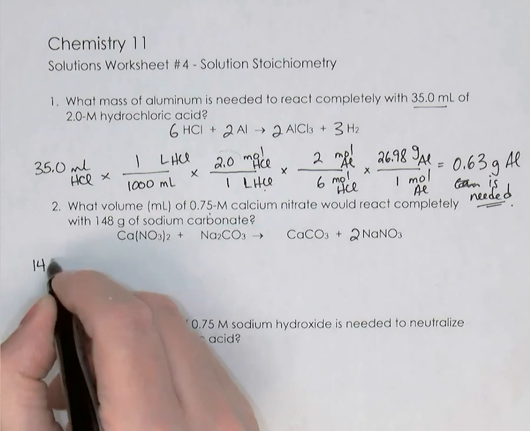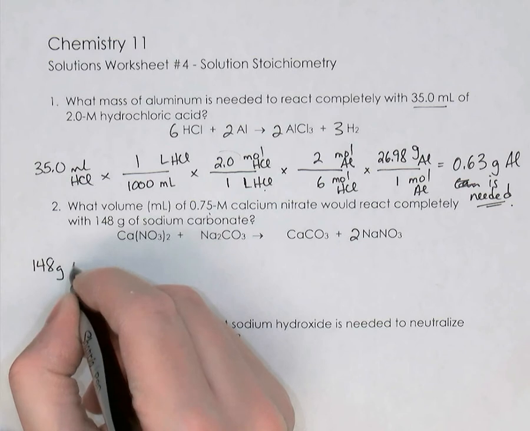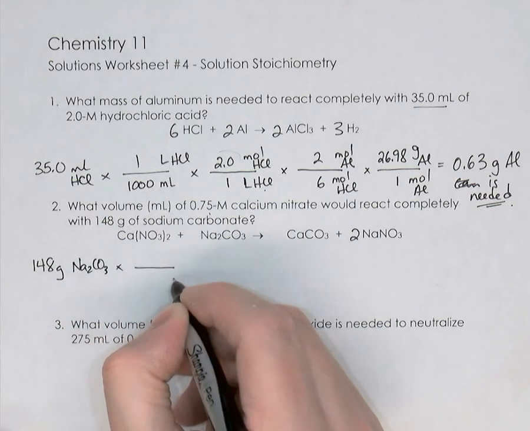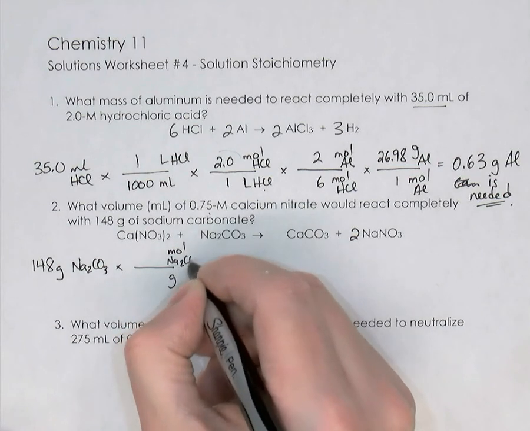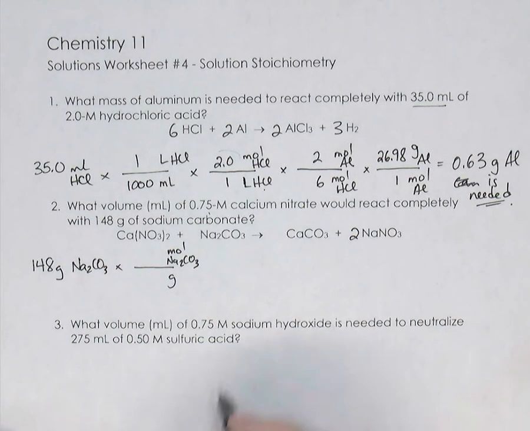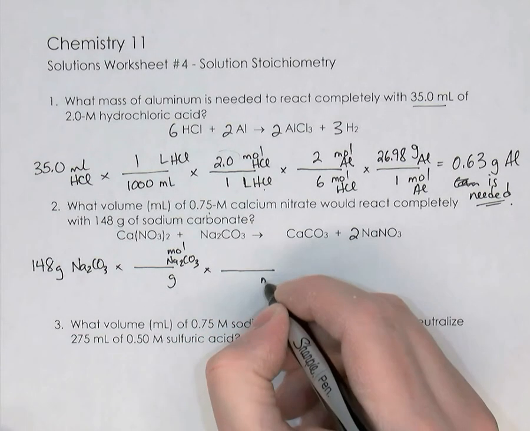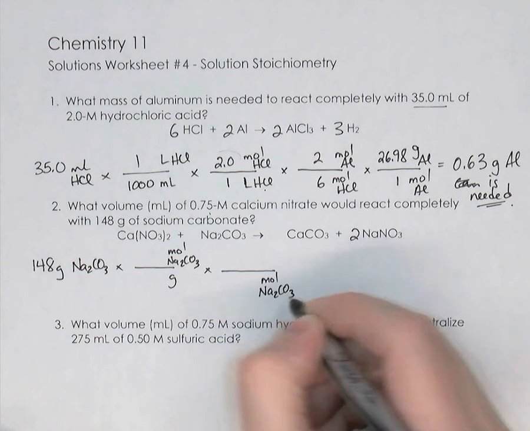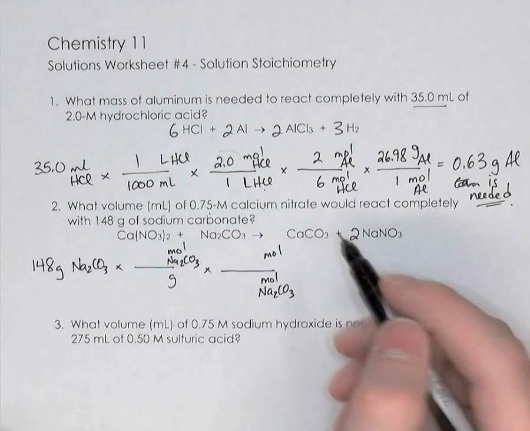So 148 grams of the sodium carbonate, Na2CO3. I'll convert the grams to moles of sodium carbonate. Then using the balanced equation, stoichiometry, we can take the moles of sodium carbonate and we can convert that to moles of the calcium nitrate that we're interested in.